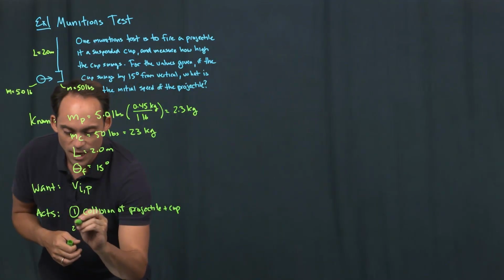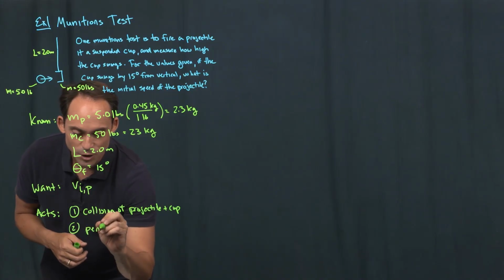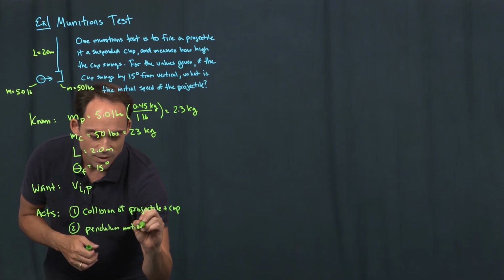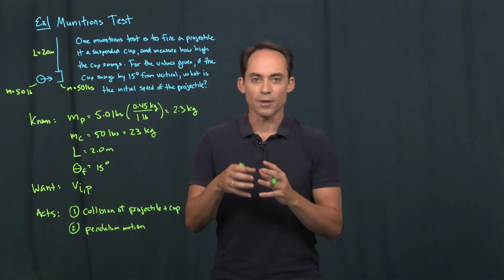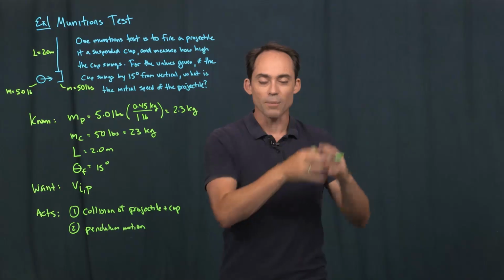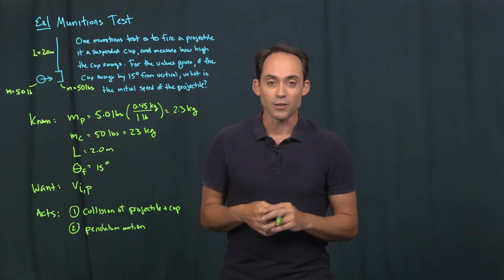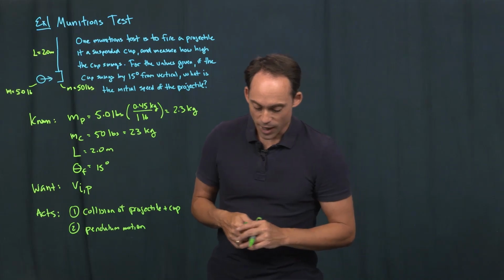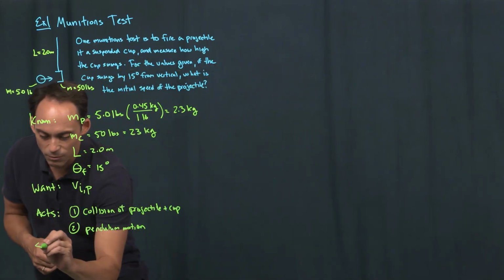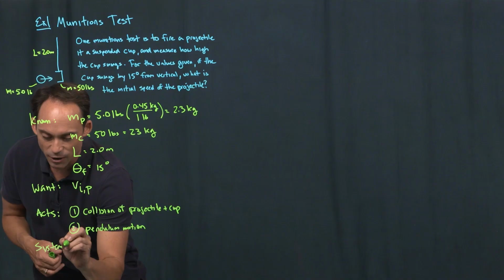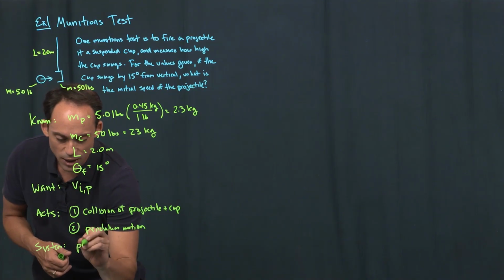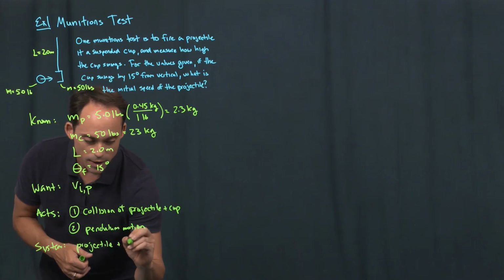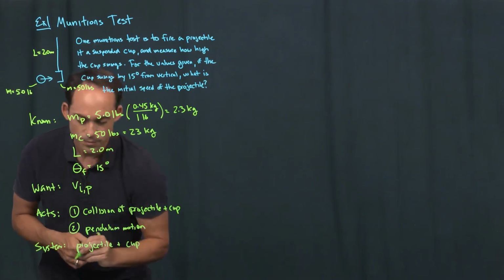Once that ball is in the cup, then it's going to swing upwards, and so this then becomes a pendulum motion for the combined system. Right? So both the cup and the ballistic ball are going to swing up, so we can approach that from our regular pendulum motion solving problems. We'll look at a couple ways we can do that. And then based on those acts, we can define our system to just be the projectile and the cup or the pendulum.